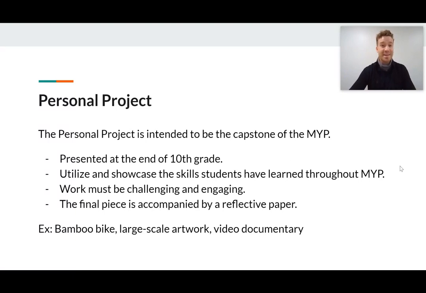Some of the creative examples that we've seen come out of the personal project, for example, a student created an entire bike out of bamboo. We've had large murals, painting pieces, documentaries, music pieces. Last year, we had somebody do a hydroponics plant, which was awesome. So we are always excited to see what our 10th graders create and how they are showing who they are through their personal project.